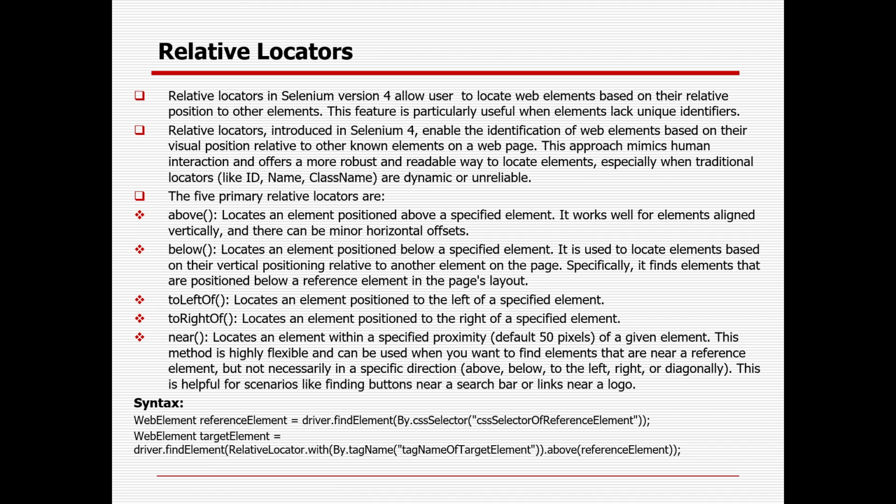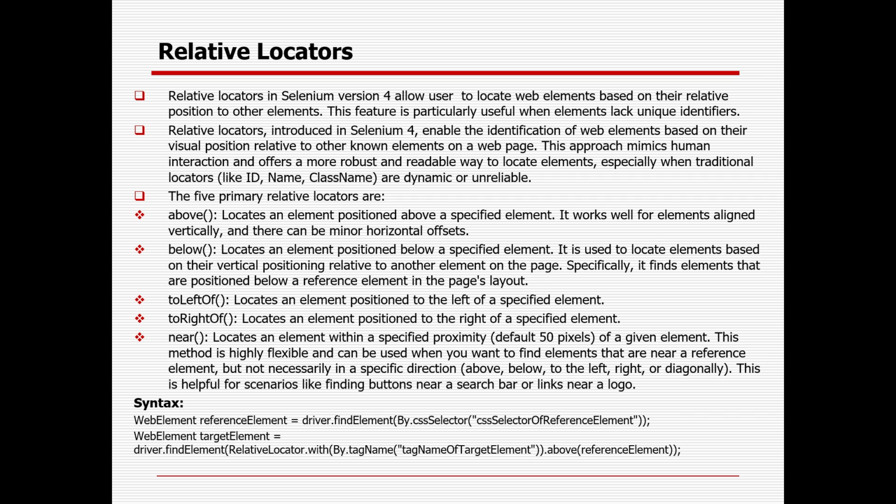Relative locators introduced in Selenium 4 enable the identification of web elements based on their visual position relative to other known elements on a web page. This approach mimics human interaction and offers a more robust and readable way to locate elements, especially when traditional locators like ID, name, class name are dynamic or unreliable.